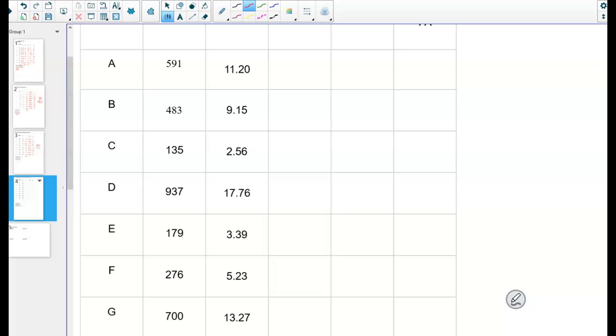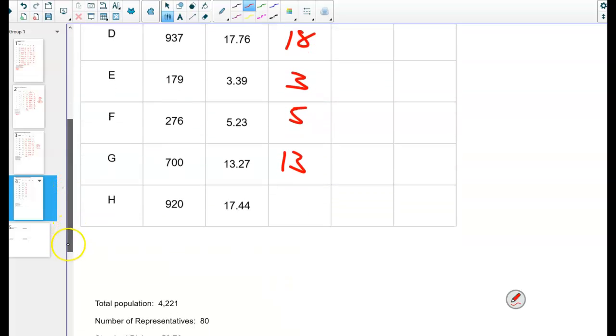All right, on this one, we're going to round normally. Once again, that stays 11. That stays 9. This comes up to 3. This goes up to 18. This stays at 3. This stays at 5. This stays at 13. And this stays at 17.